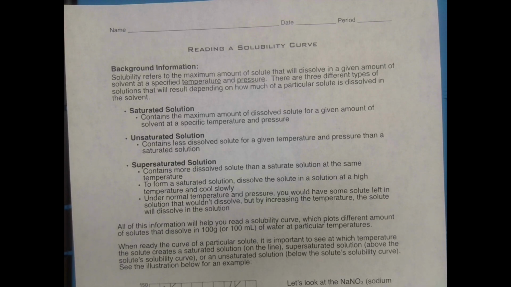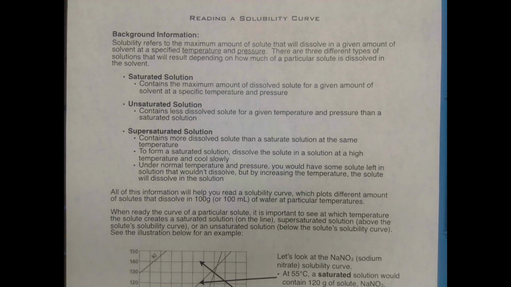So, a saturated solution contains the maximum amount of dissolved solute for a given amount of solvent at a specified temperature and pressure. An unsaturated solution contains less dissolved solute for a given temperature and pressure than a saturated solution. And a supersaturated solution contains more dissolved solute than a saturated solution at the same temperature.